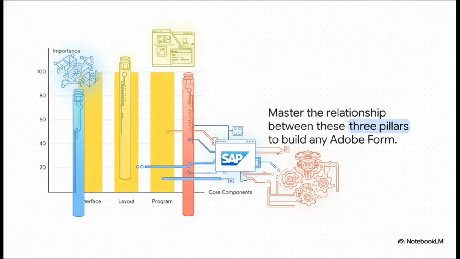So to bring it all home, when you think about Adobe Forms, just remember these 3 pillars. Your interface is the data contract, your layout is the visual design, and your program is the engine that brings it all together. Once you really master the relationship between these 3, you can build just about any Adobe form you can imagine.